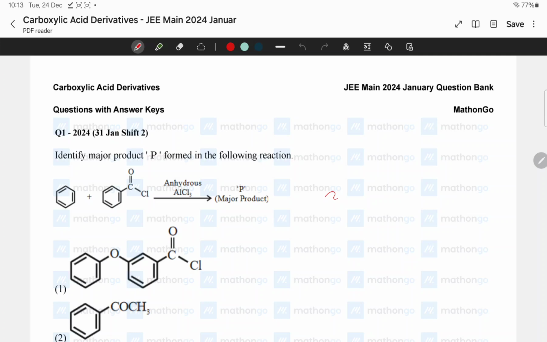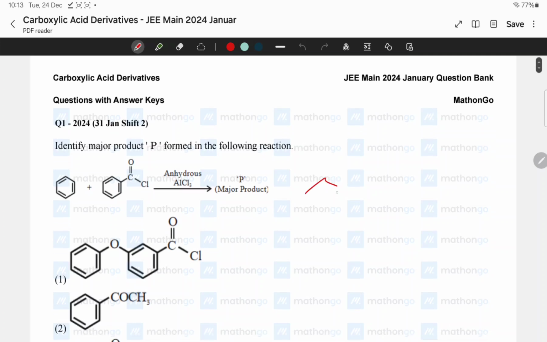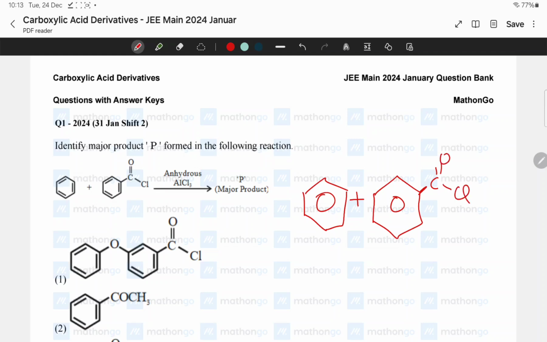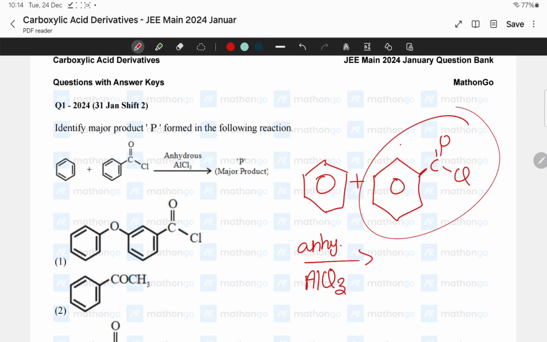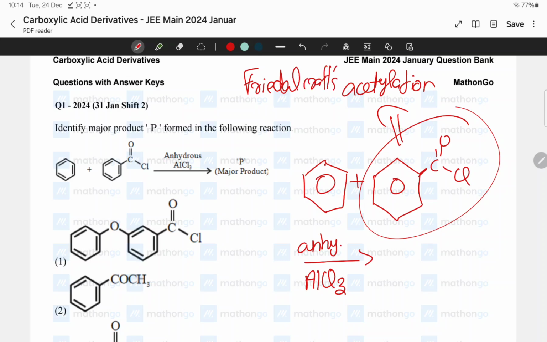So the first question is, find the major product. We have benzene and a halo derivative of benzoic acid, and we are adding anhydrous AlCl3. Benzene is here, anhydrous AlCl3 is here, and water here. This compound is here. So acetylation happens, that is Friedel-Crafts acetylation happens. So very simple.